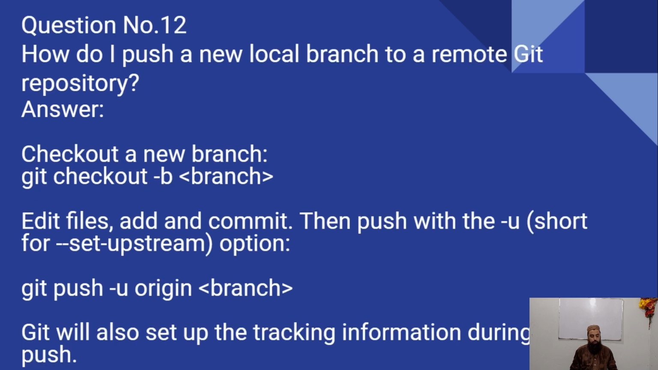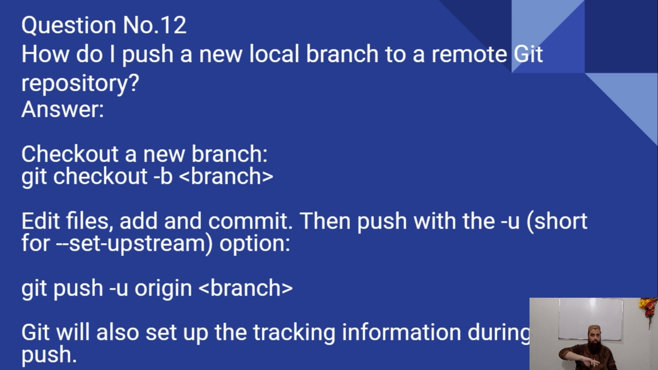Question number 12. How do I push a new local branch to a remote Git repository? I have that branch on my local repository. I have just created it. Then how can I push it to a remote repository? The process is, first we need to check out this new branch: git checkout -b and the branch name. A new branch will be created and we can switch to that new branch. Then I can edit files, add and commit in that new branch, and push with -u, set upstream.